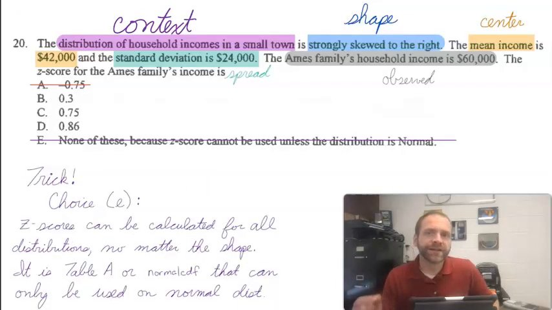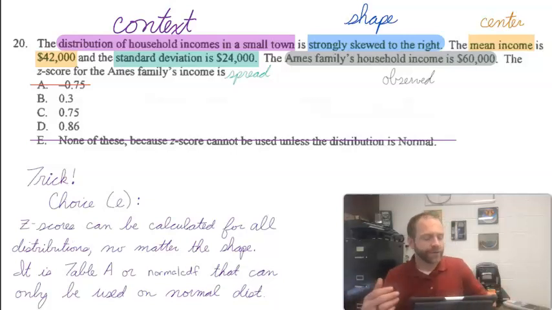Z-scores can always be calculated. It doesn't matter what the shape is. It's normal CDF or dealing with table A that has to be given to you as normal or approximately normal. When you're trying to use those two, that's when the shape matters. Otherwise, z-scores can always be calculated because it's the number of standard deviations away from the mean. So E is a little bit of a trick.